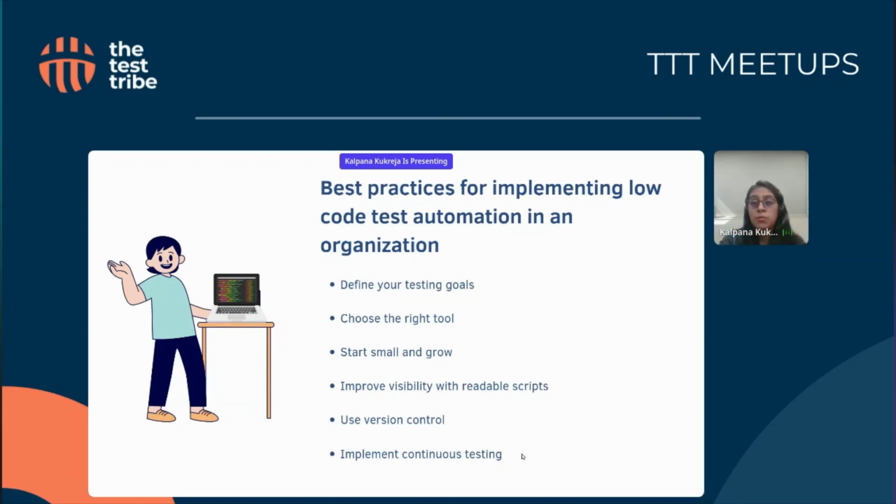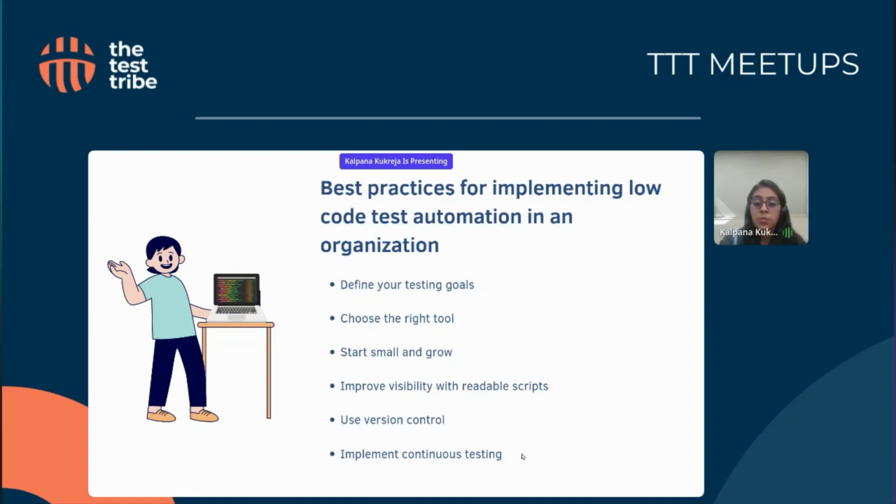Then you have to start small and grow. As I already said, having the goal of 100% automation is always great, but before reaching that, you need to start by automating your first test script. So start small, divide the complex scenarios into smaller parts, start building with small scripts, and then proceed slowly.